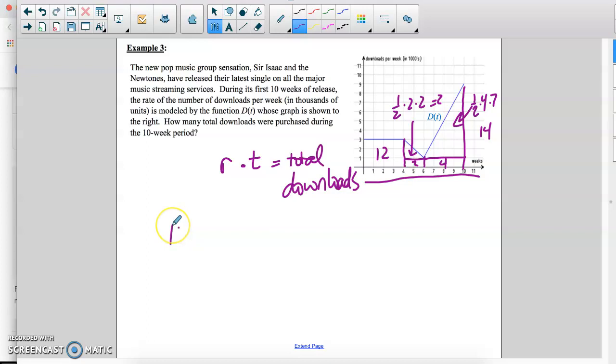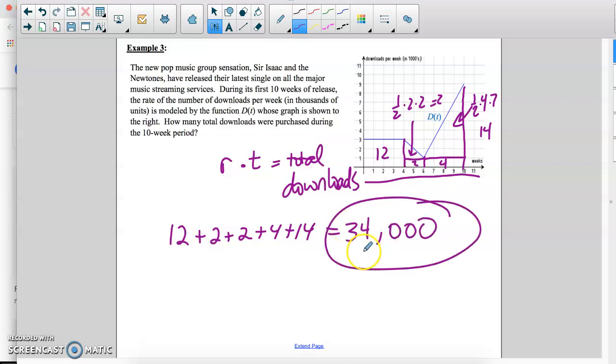So we add them all up. 2 plus 2 plus 2 plus 4 plus 14. So that is 26, 30, 34. 34 in thousands, so 34,000 downloads. Shouldn't have an equal sign there if I'm going to add 1,000 to it.